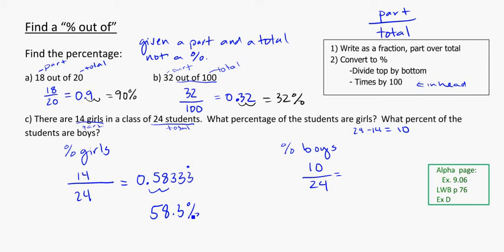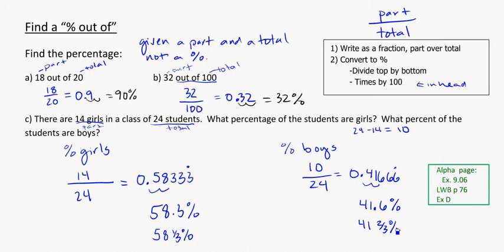And for boys, 10 divided by 24, slightly less than half of 12, so I get 0.41666 reoccurring. And in this case, I'll move my decimal 2 spots to get to the percentage again. I get 41.6%, roughly. And I'm not sure if you guys are aware of that or not, but the 33333 reoccurring, that's kind of like a 1/3. So you could write that as 58 1/3 of a percent. And the 66666 type of reoccurring, that's actually 2/3. So that's 41 2/3 of a percent.